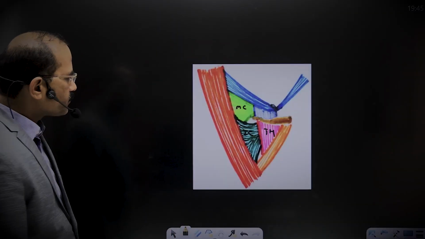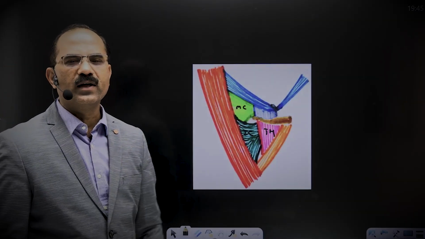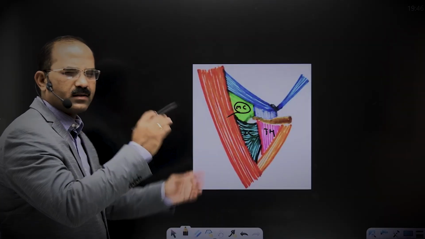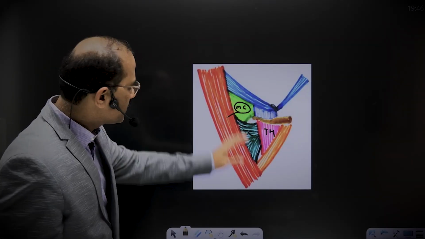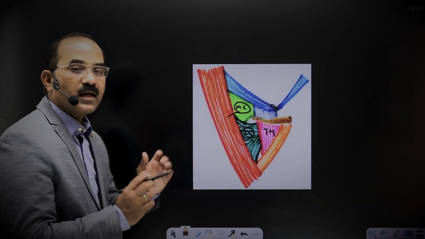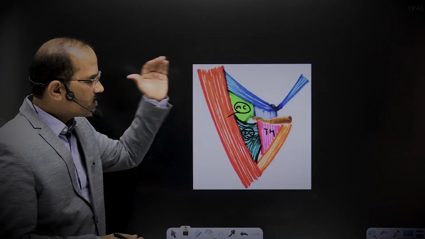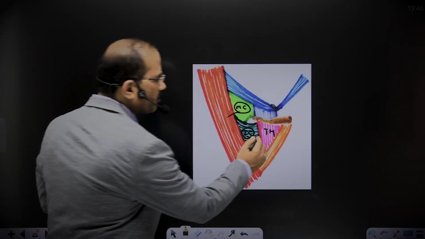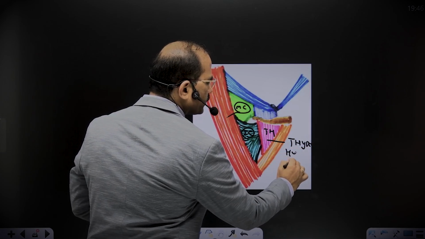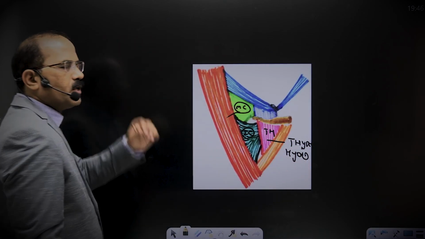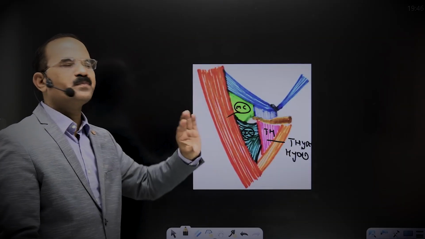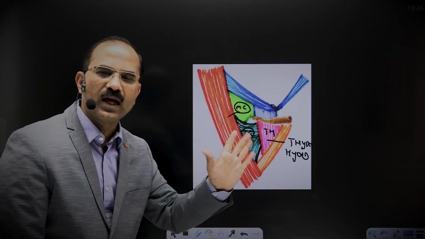What is the floor of carotid triangle formed by? The floor of carotid triangle is formed by this muscle of the pharynx. We'll see this later, the muscles of the pharynx. That's the middle constrictor muscle of the pharynx. This muscle is the inferior constrictor. And we get a membrane here, which is known as the thyrohyoid membrane. So middle constrictor muscle, inferior constrictor muscle, the thyrohyoid membrane. So this forms the floor of the carotid triangle.